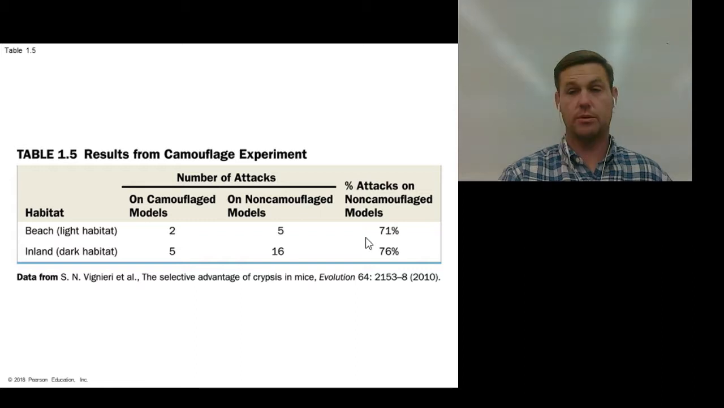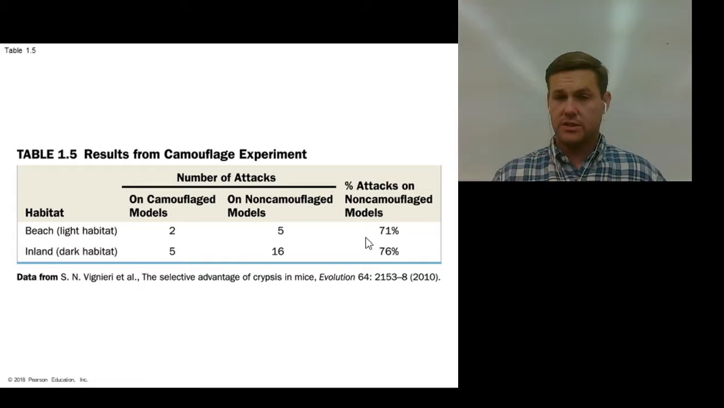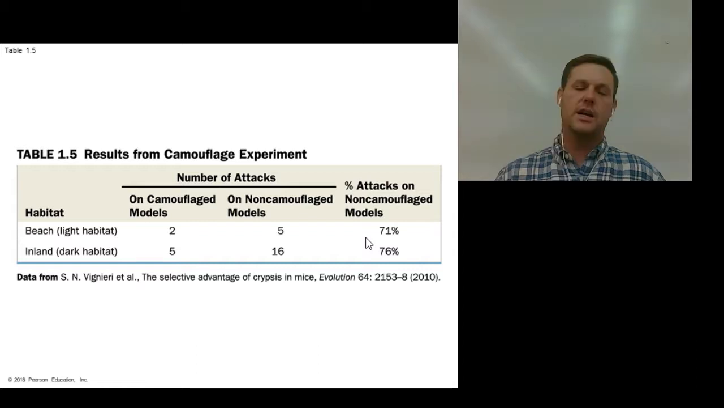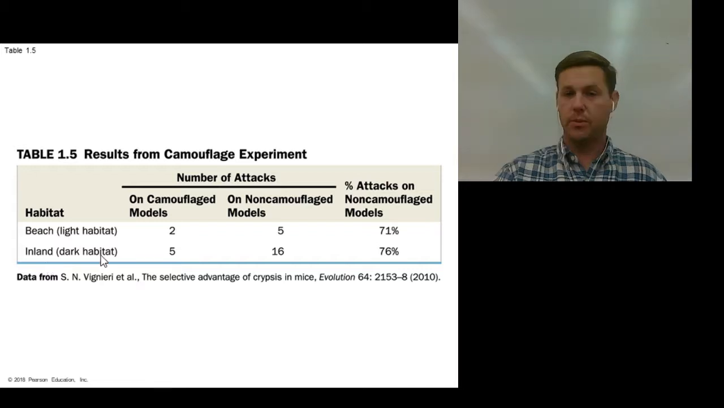So the first thing that's important to know is it's optimized to be camouflaged in both populations. The second thing I'd probably say is more attacks happen inland than on the beach. So if mice were conscious, they would probably want to move to the beach. That's what I'd say there.